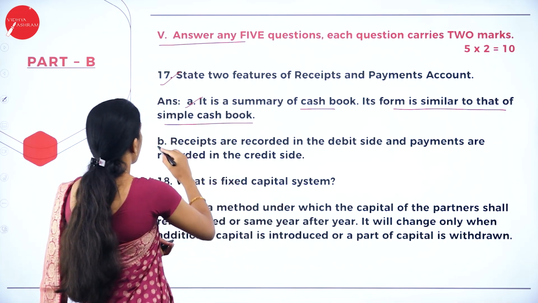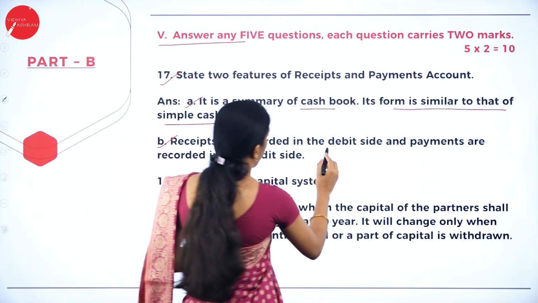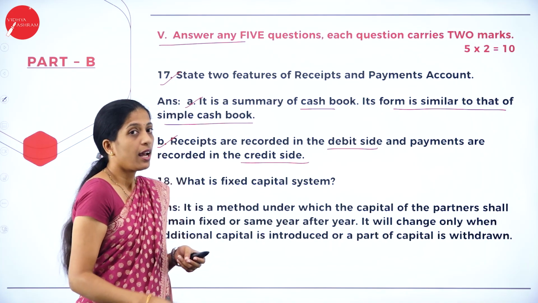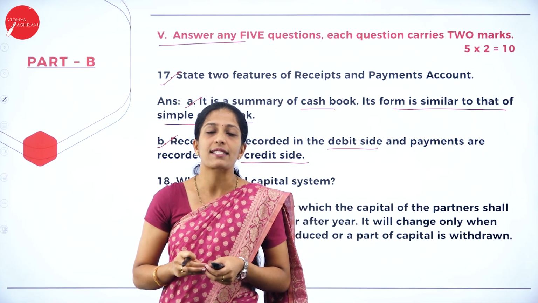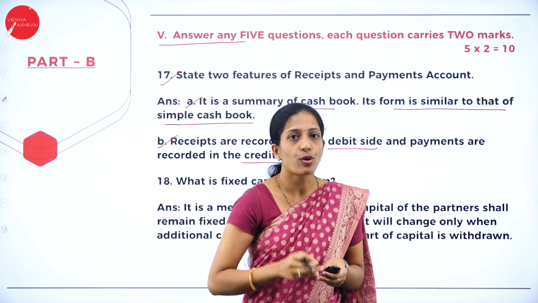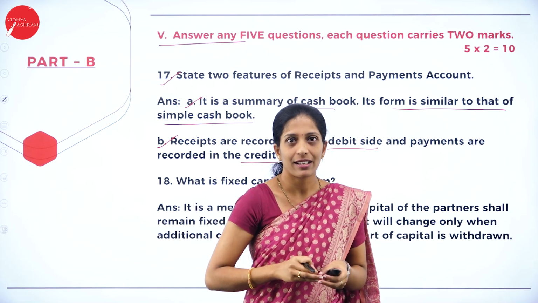The second point is, all the receipts are recorded in the debit side and all the payments are recorded in the credit side. And one more feature you can write is, what is the main intention of preparing receipt and payment account? In order to know the opening as well as closing cash in hand as well as cash at bank. So that would be the next feature.